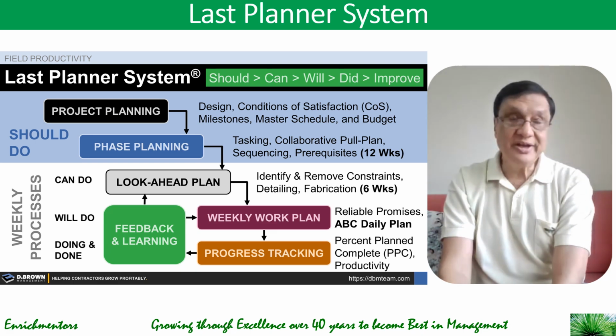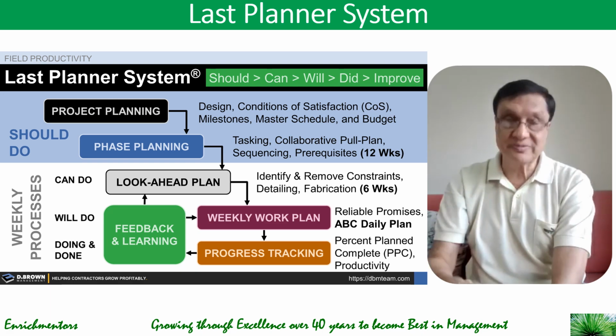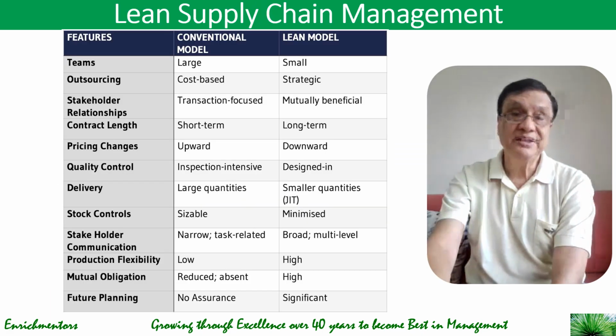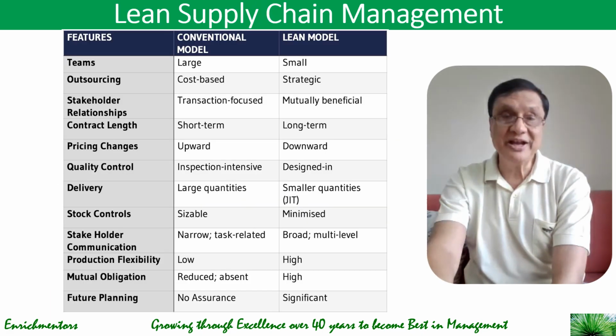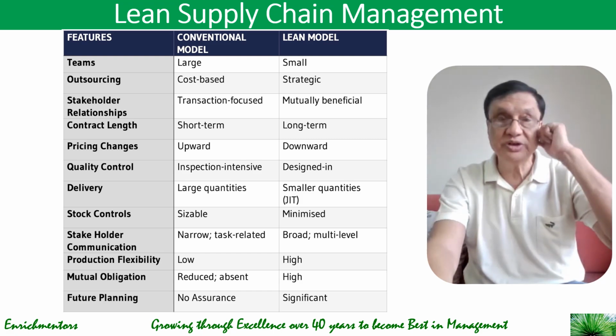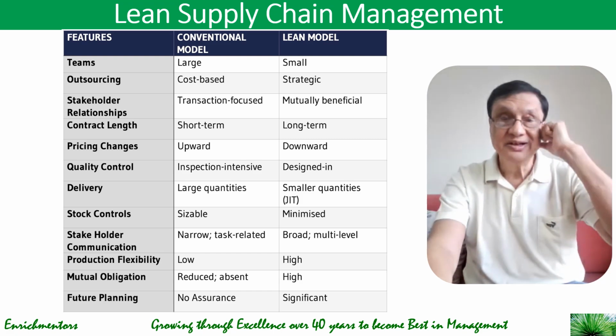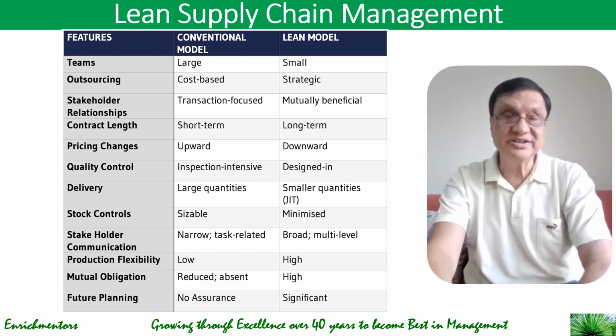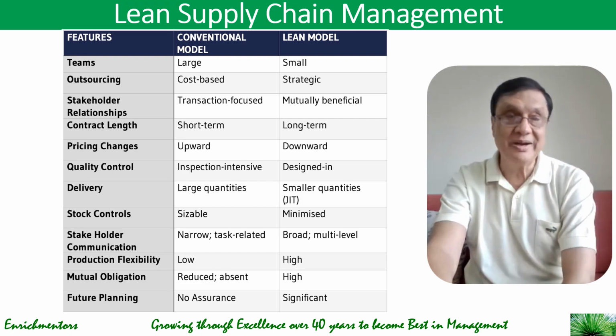So like this, you can do the last planner system. Then the lean supply chain management compared to the conventional model you see here. The teams are small in the lean model versus the large teams in the conventional model.